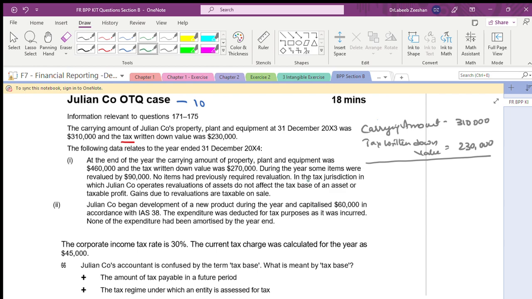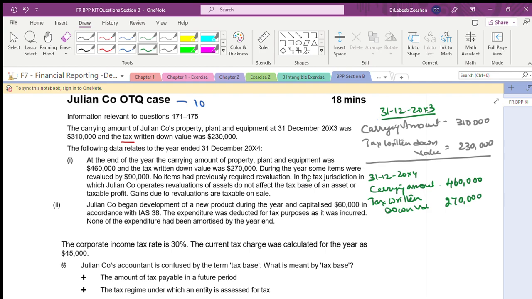The following data relates to the year ended 31st December 2004. At the end of the year, 31st December 2004, the carrying amount is 460,000 and the tax written down value is 270.